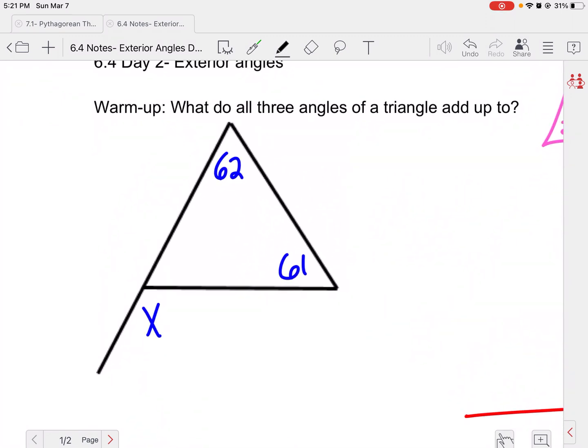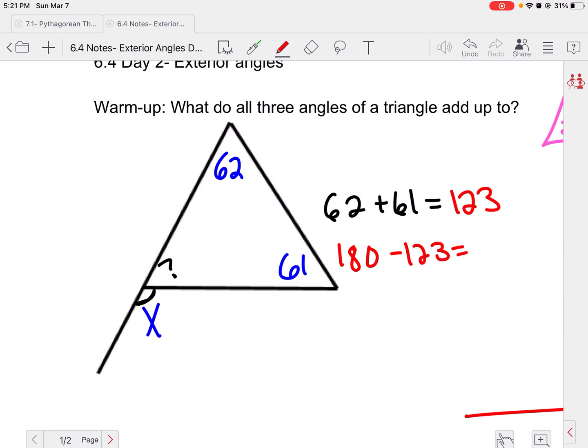So if we're looking at this triangle here, I'm trying to figure out what x is. Well, in order to figure out what x is, I need to know what this angle is. So I'm going to say, well, I know that the three angles of a triangle must add up to be 180. So 62 plus 61 is equal to 123. And then I'm going to do 180 minus 123 to figure out my question mark. And 180 minus 123 is going to give us 57. So I know that this angle here equals 57 degrees.